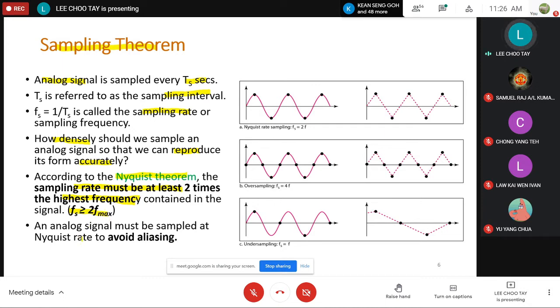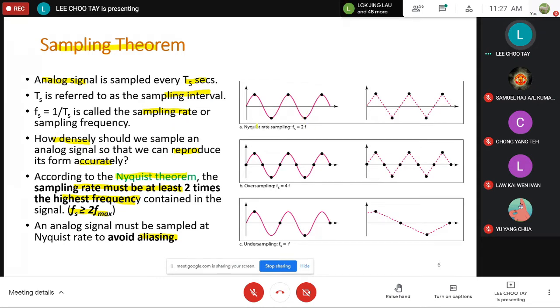Of course, Nyquist also mentioned why we must sample at least 2 times: if you don't sample at least 2 times the highest frequency, then you're going to have an aliasing effect. So the diagram on the right-hand side basically shows you.